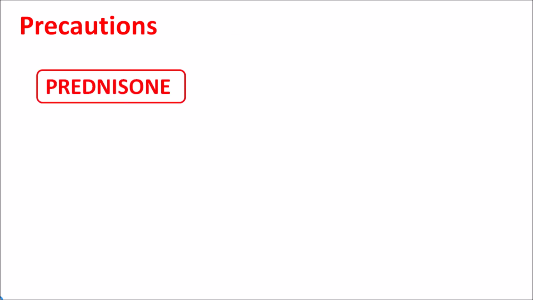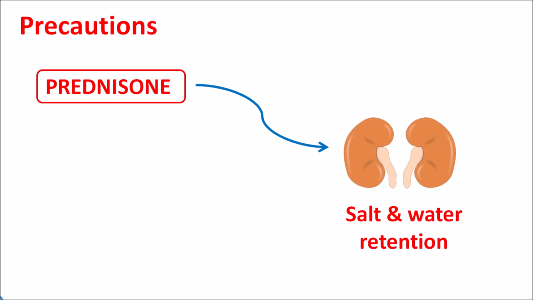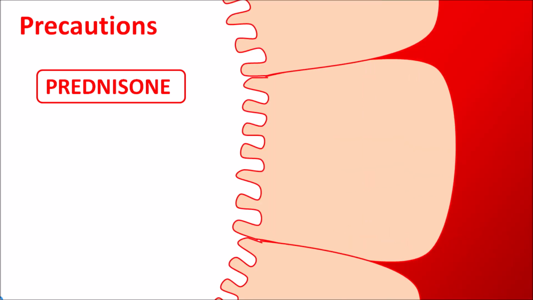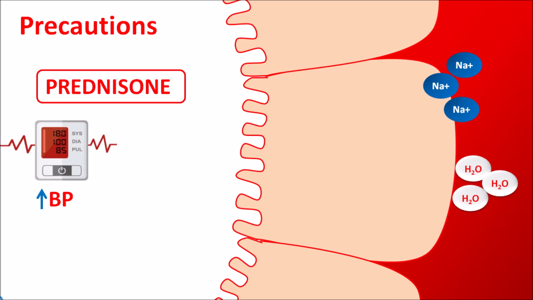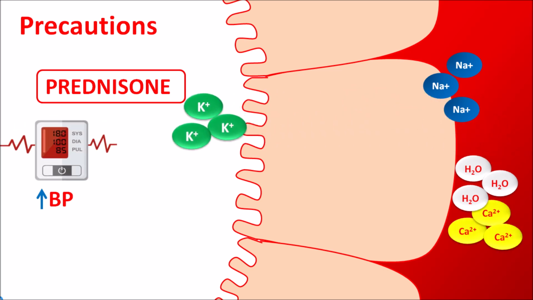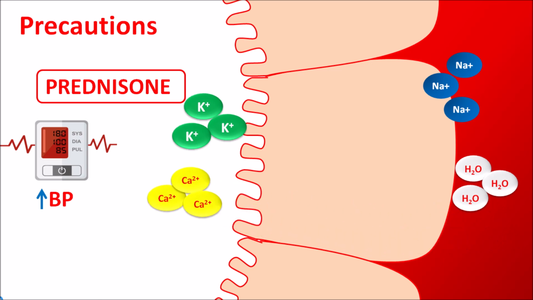Another important effect of this drug is on the renal system. It can produce salt and water retention. Within the renal tubules, prednisone causes the absorption of sodium as well as water into the systemic circulation, which results in elevated blood pressure. At the same time, potassium as well as calcium are excreted, resulting in decreased bone density as well as hypokalemia. This hypokalemia, along with elevated blood pressure, may induce some cardiovascular complications.